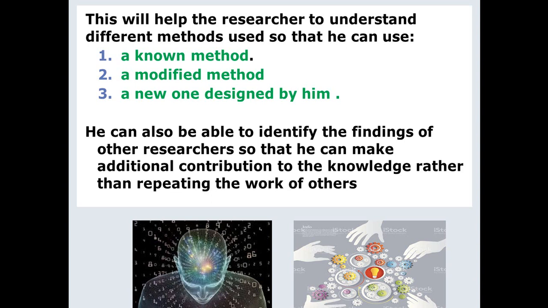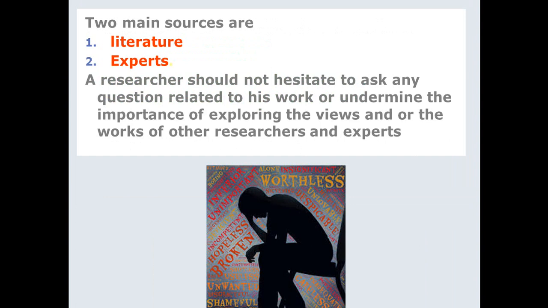So we have to read more and more about that problem and more research, and to have our new method maybe, or a non-modified method or a modified method, and we have to add information to the knowledge rather than repeat other studies. So the 2 main sources are either the literature, reports, books and so on, or experts, the human experts. A researcher should not hesitate to ask any question related to his work or undermine the importance of exploring the views of other researchers and experts.